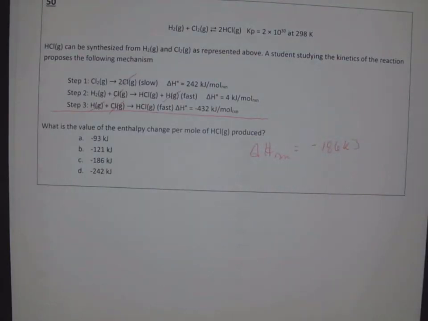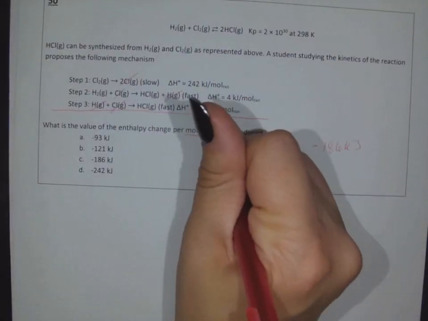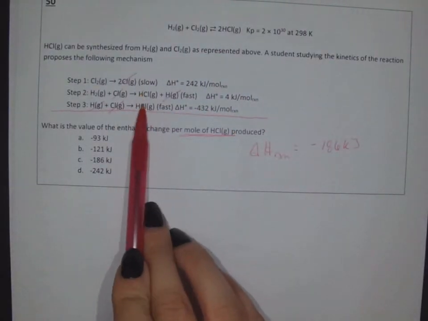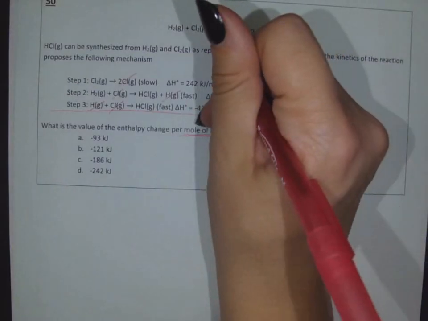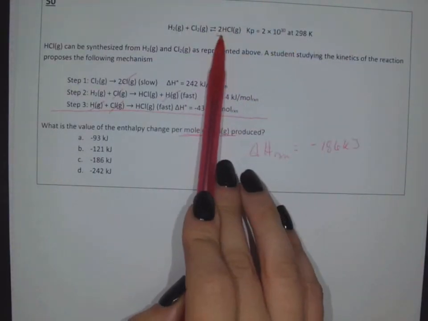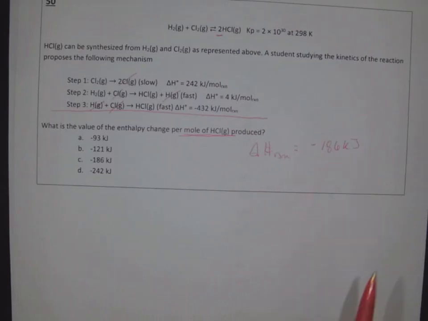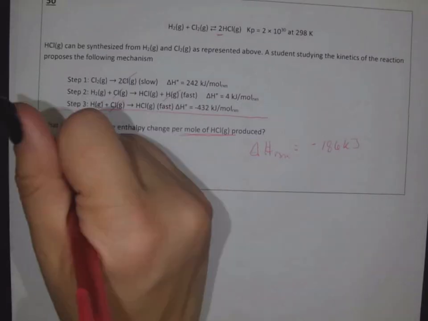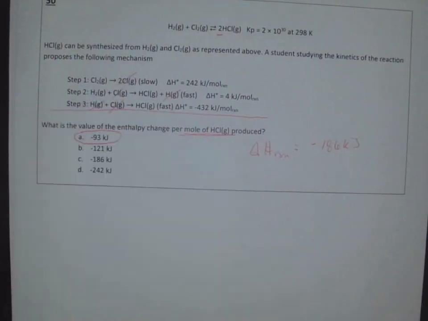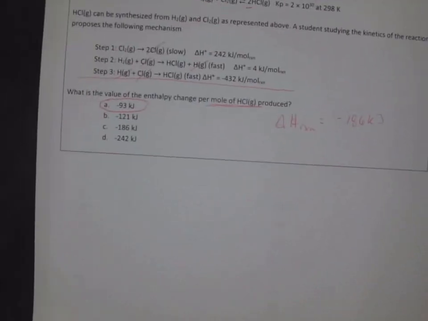Now here's where this question is tricky and most students miss it: what is the value of enthalpy, the delta H, change per mole of HCl, and we are ending with 2 moles of HCl. So for every 2 moles of HCl that's produced, this is how much heat is released. So if we divide that by 2, then this is how much heat is released for a single mole of HCl. Okay, well done.